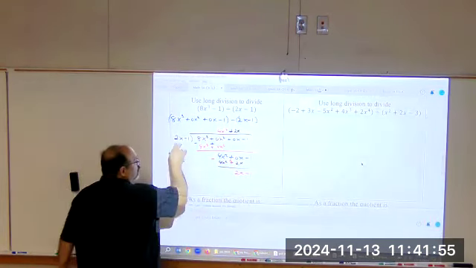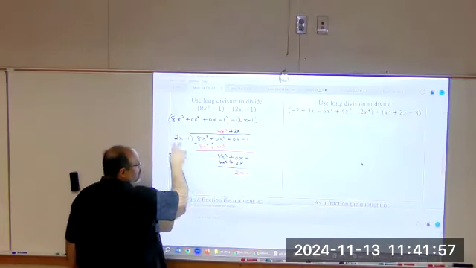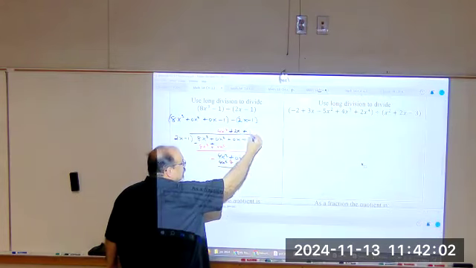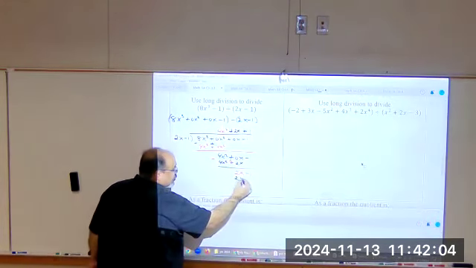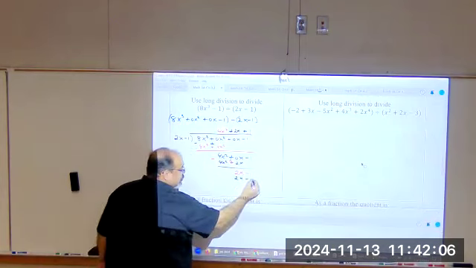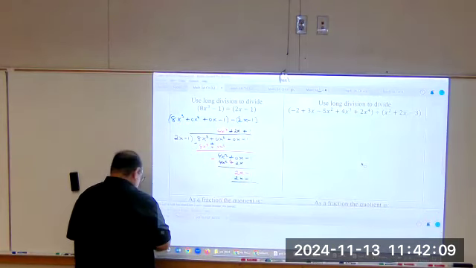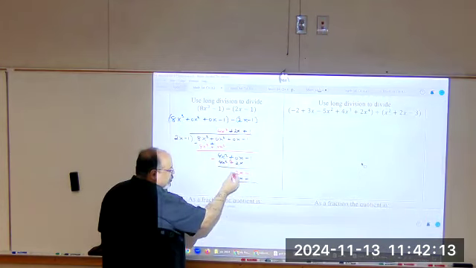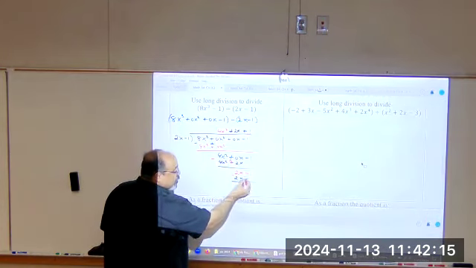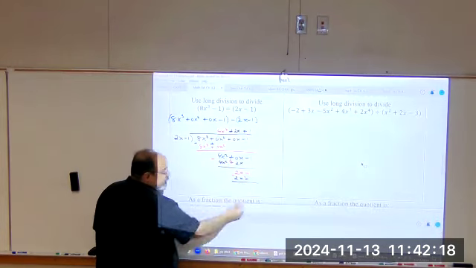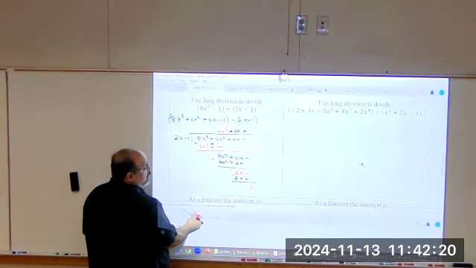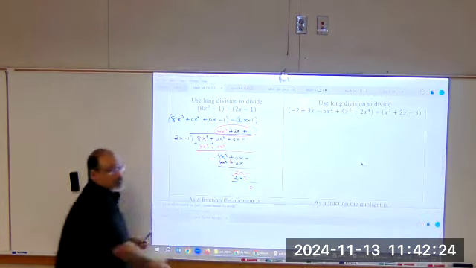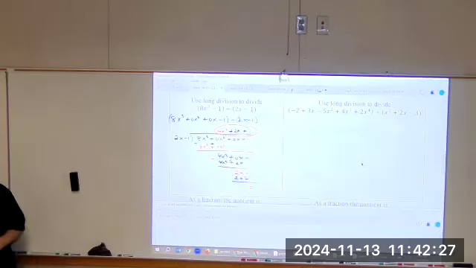And then what times 2x is 2x? Plus 1. 1 times 2x is 2x. 1 times negative 1 is negative 1. And then you subtract again. And we get 2x minus 2x is 0. Negative 1 minus negative 1 becomes plus. The remainder is 0. So the answer is just 4x squared plus 2x plus 1.